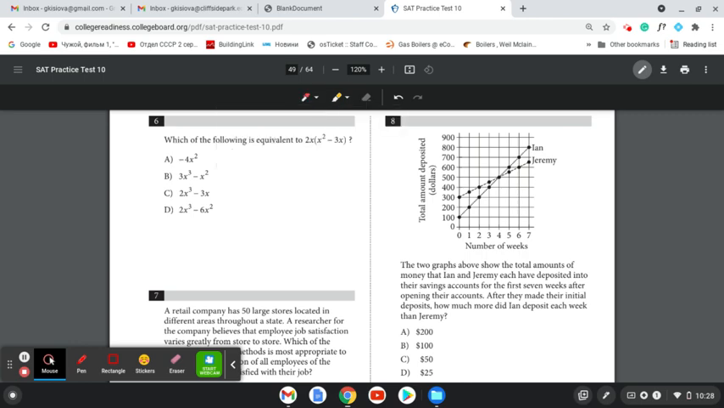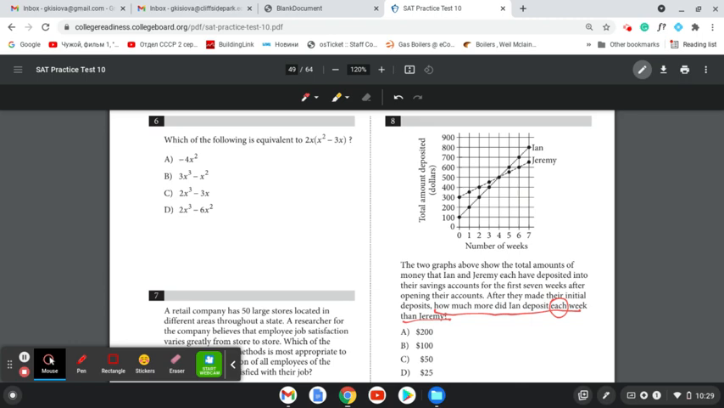Now, only by reading this question and being familiar with the phraseology in linear functions, because these two graphs represent lines, right? These are two linear functions. If they're asking how much more did Ian deposit each week than Jeremy, they're basically asking you to compare the slopes of the two lines and then find the difference. So with word problems that refer to linear functions, you have to be very familiar with the phraseology and what the words mean in terms of slope, y-intercept, x-intercept, and so forth.